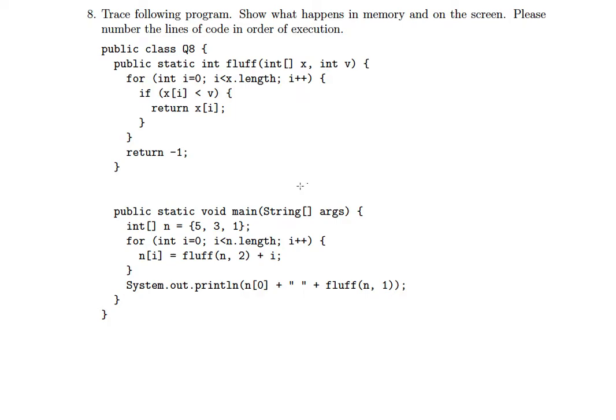This is question 8 for practice test 2. Trace. Show what happens in memory. It also says please number the lines of code. That's good, that will help me anyway. Okay, I know I'm going to start in main, so I'm going to start numbering right here.